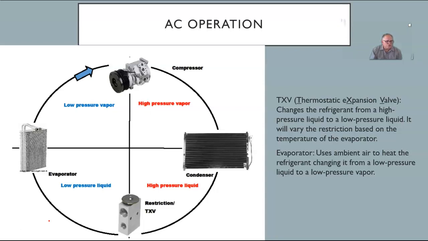Then the refrigerant is going to leave the evaporator, go back to the AC compressor as a low pressure vapor, and continue its cycle on through the system. So the system is sealed up. So long as there are no leaks, it can go for years. I've seen a car 30 years old that the AC system had never been touched.